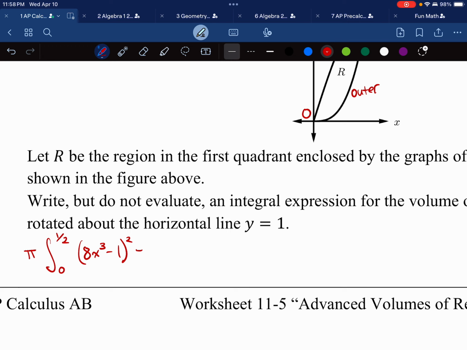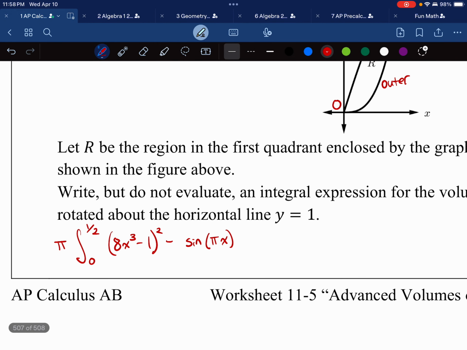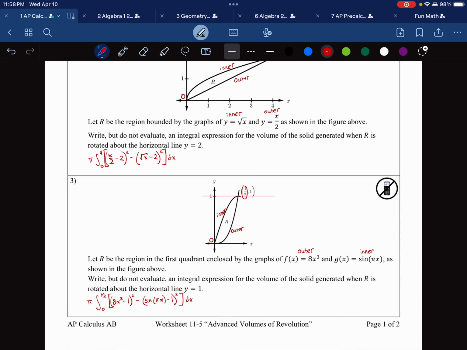Then I'm going to subtract the other function. Isn't it like sine of pi of x or something? Sine of pi x. Let me double check that's the right function. Sine, yep, pi x. And that's going to be subtracting the horizontal line 1, and that entire quantity is going to be squared. And then technically all this stuff needs to be multiplied by thickness dx.